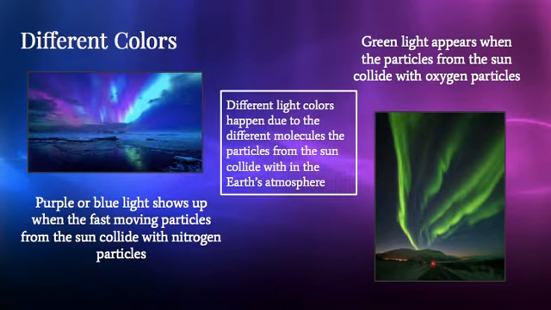These color differences are due to the different air molecules that the charged particles collide with in the atmosphere. Green light is the most commonly seen color, which is from colliding with oxygen. Purple and blue are also quite common, which is from the particles colliding with nitrogen.